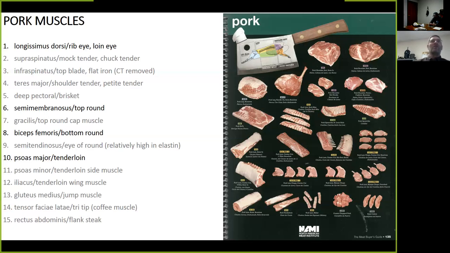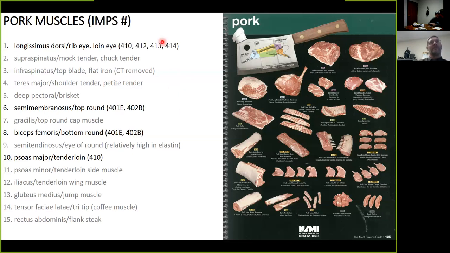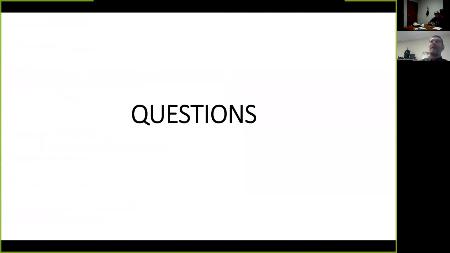Okay. So now we've gone through these muscles, and I have this slide that has these cuts on here that shows you which cuts have those muscles in it, which you don't need because you got all those right. I want to know if you have any questions for me about how we cut meat or why we cut meat or where the muscles are or anything like that.